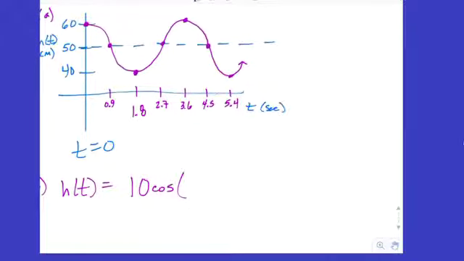If the half period was 1.8, the full period is 3.6, right? So 3.6 goes in here for B, right? I don't know what I'm doing. Is that right? No, that's P. We need B. Are B and P related?